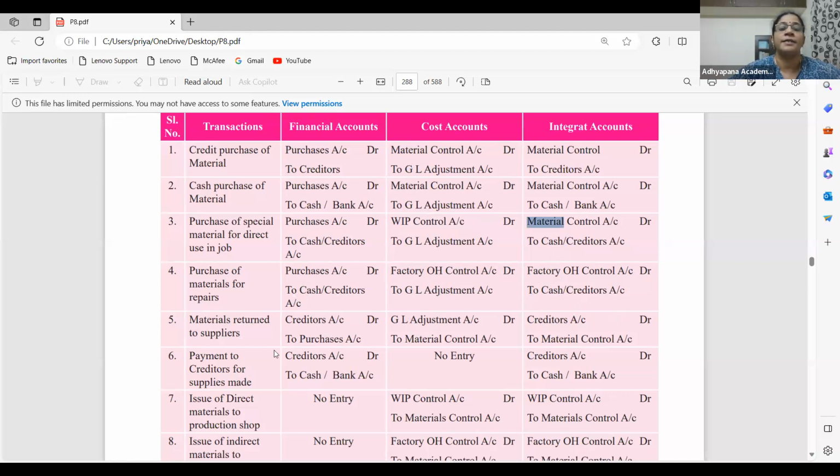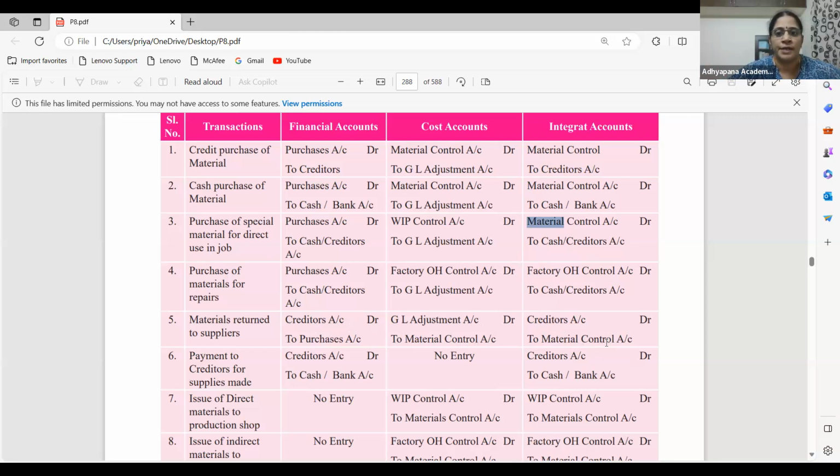Okay. Then return to supplier. When you purchase, it is purchases to creditors. When you return, it is creditors to purchases. When you purchased, it was material control to general ledger adjustment. When you return, it is general ledger adjustment to material control. So I told you the rule of debit from costing and credit from financial will not apply for a return entry. So see here, it will be the debit from financial and the credit from costing.